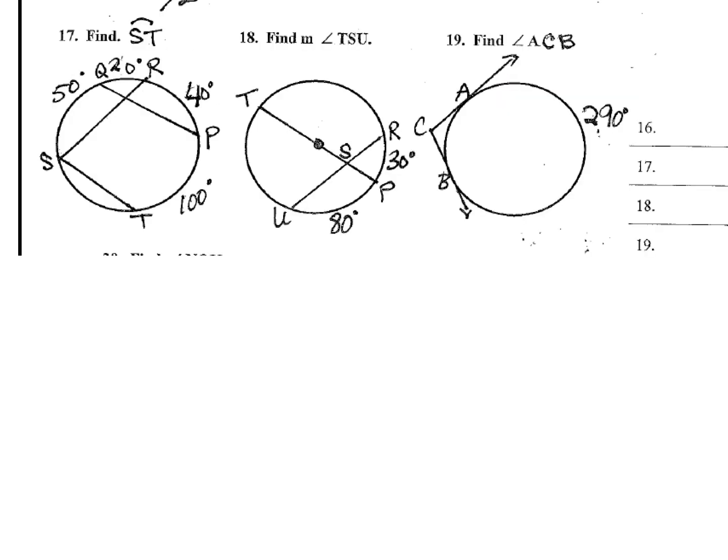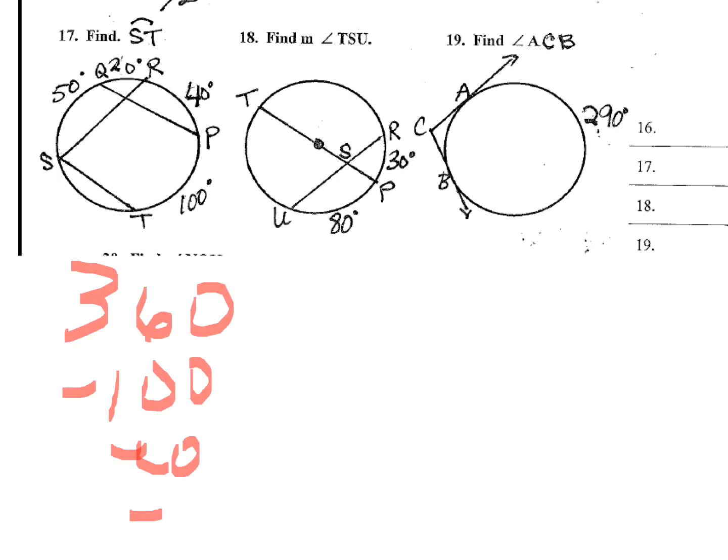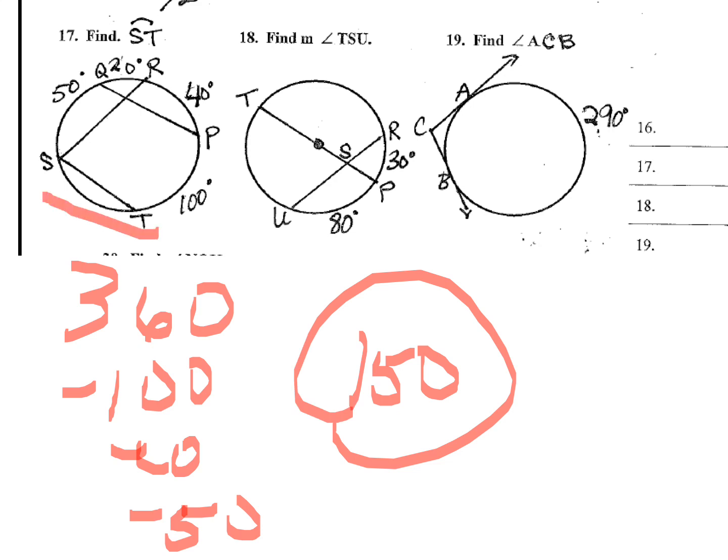Alright, then you've got this where you're missing the arcs. So find the missing arcs going around 360, take away all the little pieces, and that's a 50 somewhere. Alright, you get the idea. And you end up with 150 left over for that missing piece. Okay.